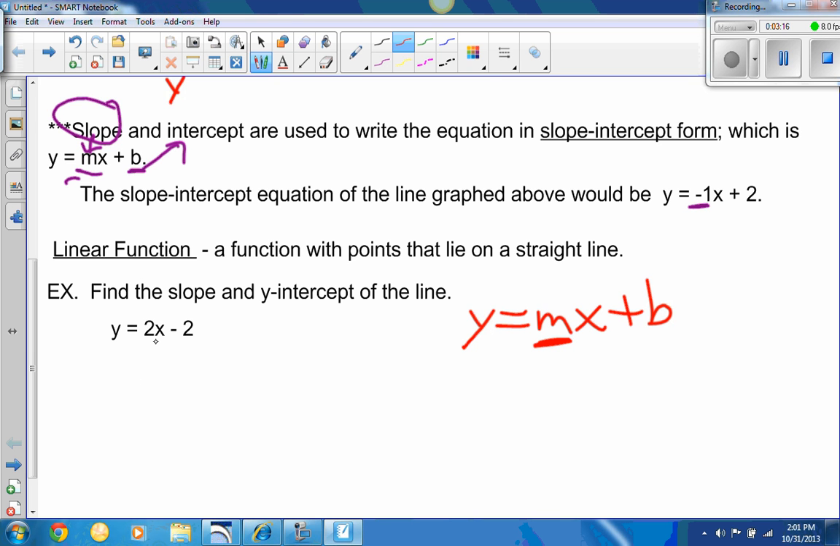So what is my slope for this equation? My slope is 2. And what is my b? What is my intercept? The intercept is always right here. If it says plus in the equation, it'd be a positive. If it says minus, it'd be a negative. So this one says minus 2. That means it's at minus 2.